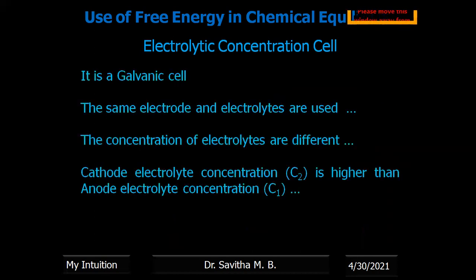Summing up, it is a galvanic cell where the same electrode and the same electrolytes are used, but the concentrations of the electrolytes are different. For convenience, let us take the concentration of the anode electrolyte as C1 and the cathode electrolyte concentration as C2. Whichever is higher will be the cathode compartment.